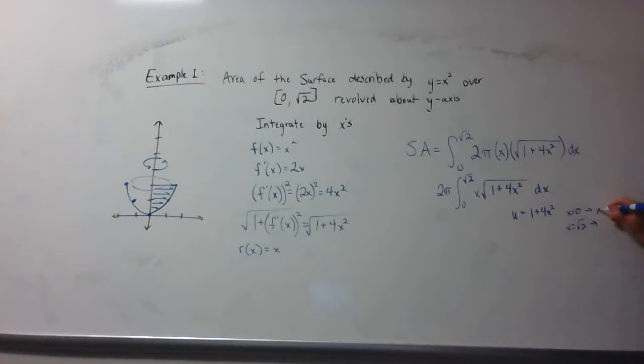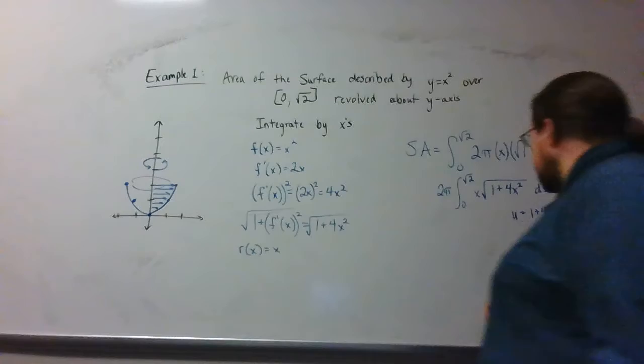U equals 1. If I plug in the square root of 2, square root of 2 is squared, so that's going to become 2. 4 times 2 is 8, plus 1 does make 9. I was getting a step ahead of myself. So I'm bounding it by 1 and 9 now.